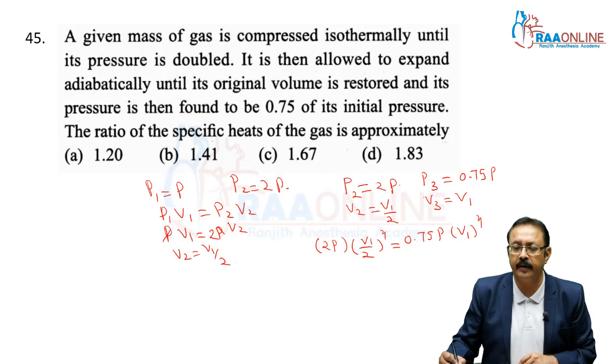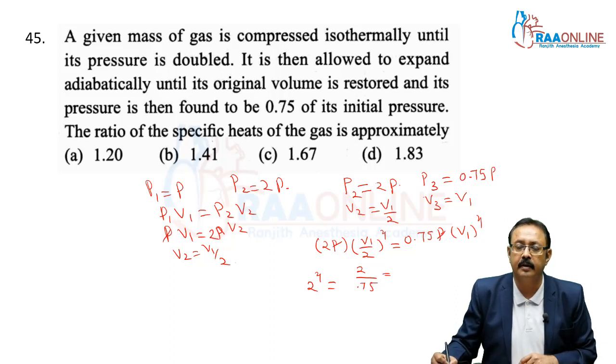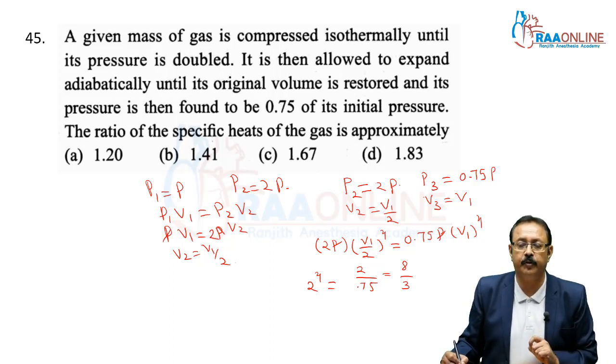Cancel V1 raised to the power gamma with that, P with P. So what are we getting? We are getting 2 raised to the power gamma is equal to, take this 2 raised to the power gamma on that side. This side we are getting 2 upon 0.75. It means 0.75 means 3/4, 8/3. So we have to find what should be the power of 2 so that it can give you gamma. Take log on both sides.